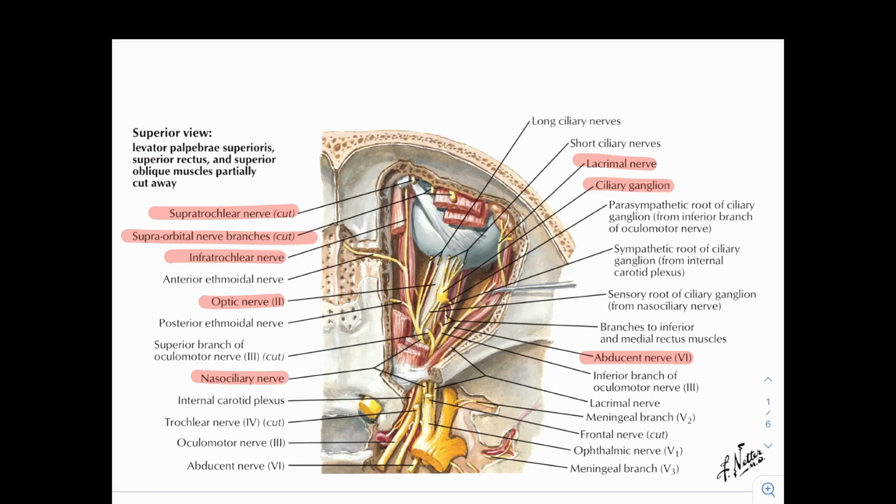Next is the abducent nerve. The abducent nerve enters the orbit through the lower part of the superior orbital fissure. It supplies the lateral rectus muscle. So here in this diagram, you can see the abducent nerve supplying the lateral rectus muscle.